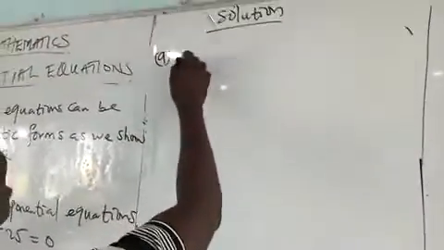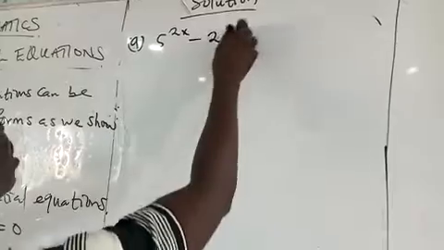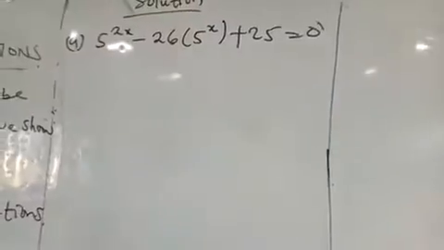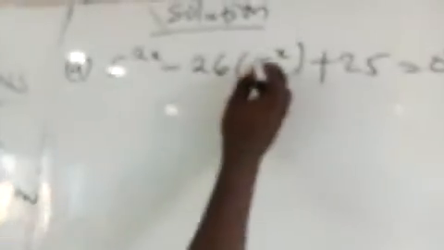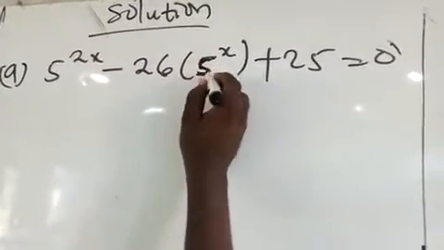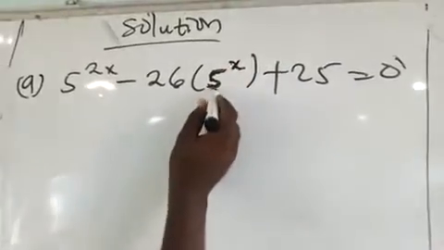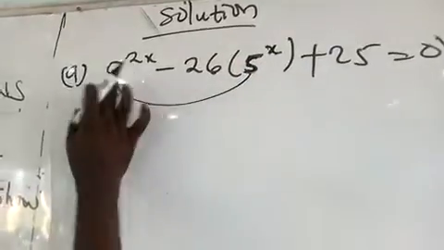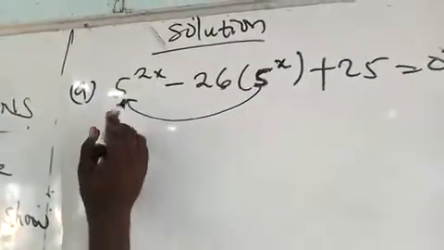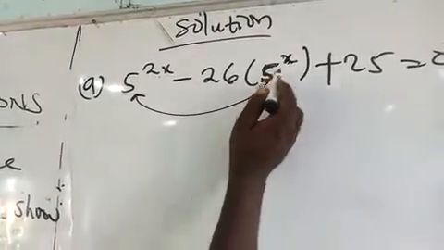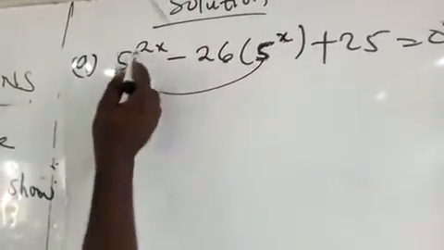Okay, now let us look at this question. We have 5 raised to power 2x minus 26 into bracket 5 raised to power x plus 25 equals 0. Now, the first thing you do is look at this. They have given you a kind of hint that this is the simplest base and is raised to power x. You must try as much as possible to link that. Let this 5 raised to power x be a factor of the first expression. The first expression is 5 raised to power 2x, but what you have here is 5 raised to power x. Try as much as possible to bring out 5 raised to power x in your first expression.